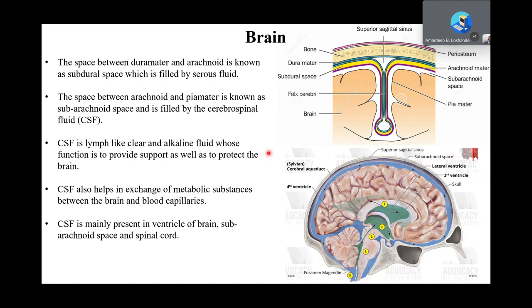They give support to the brain so that it can protect itself from any damages. Along with this, they also help in the exchange of metabolic substances between the brain and the blood capillaries. This is where the blood capillaries exchange nutrients with the brain. CSF receives the nutrients and gives out the materials into the blood. CSF is present in the ventricles, subarachnoid space, and spinal cord. So if you imagine, it is present in the interior parts of the brain.